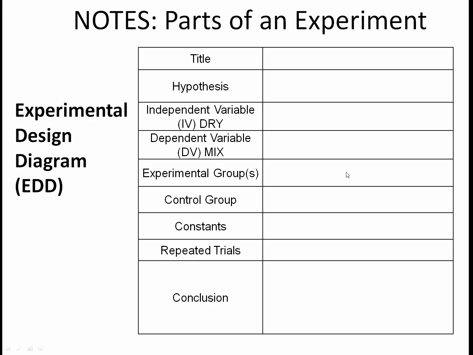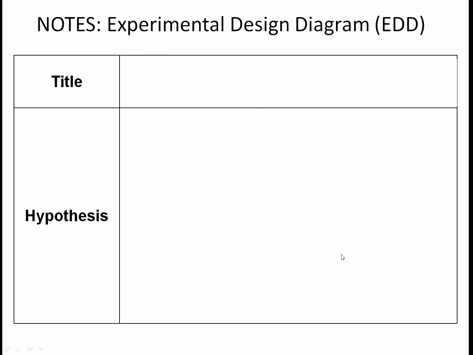Then we have an experimental group, the group that we're actually going to do the experiment on. We have a control group, the one that we don't. We have constants, the things that we're not going to change in the experiment, because remember, we're only going to change one thing. And repeated trials: you do as many of those as you possibly can.